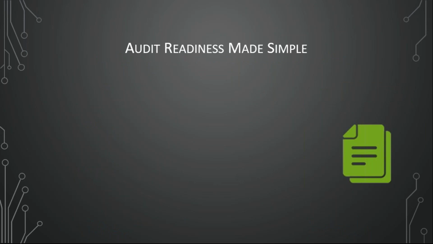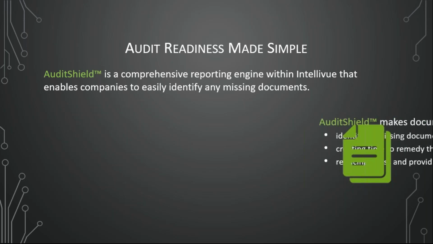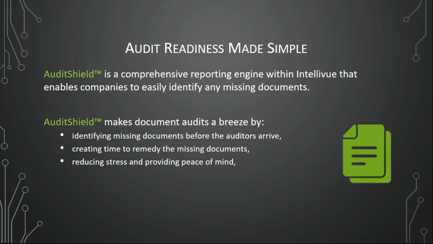But today we're going to be focusing on what to do if you have an audit coming up and how to search for missing documents within Intellivue GX. That feature in GX is called AuditShield. It's a comprehensive reporting engine within Intellivue that enables companies to easily identify any missing documents. It makes document audits a breeze by identifying those missing documents before auditors arrive, giving you time to locate them and place them where you need them before the audit. It reduces stress and provides peace of mind, allowing you to stay focused on other day-to-day activities.